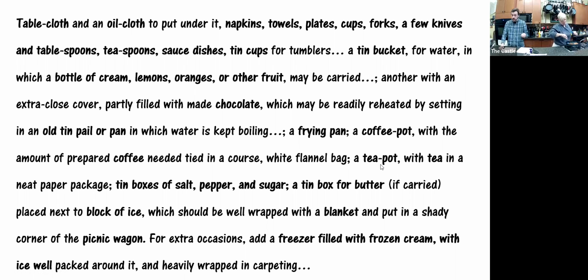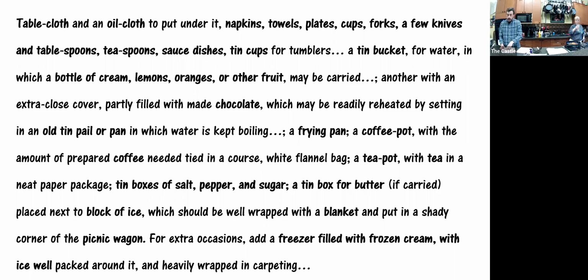tablespoons, teaspoons, sauce dishes, tin cups for tumblers, a tin bucket for water, in which you're going to place a bottle of cream, lemons, oranges, or other fruit which may be carried. This is a bucket with extra close cover, partly filled with made chocolate. Now that's going to be basically a very thick chocolate, almost like chocolate syrup, that's going to be used for making hot chocolate, which may be readily reheated. So we're reheating it when we get there by setting it in an old tin pail or pan in which the water is kept boiling.